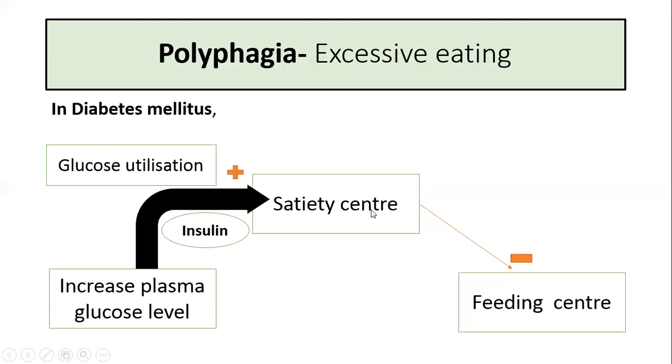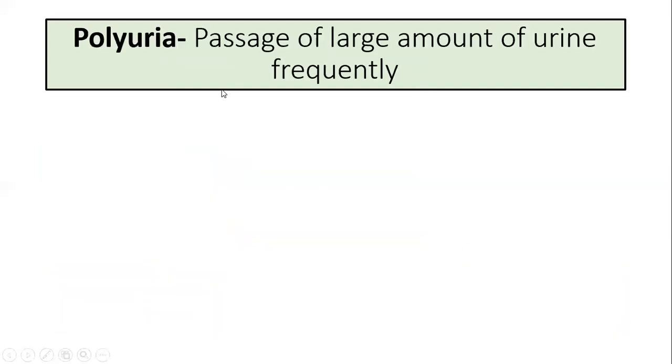Now, what happens in diabetes mellitus is, due to the deficiency of the hormone insulin, the glucose utilization by the cells of the satiety center is decreased or inadequate, and this would cause the satiety center not to be stimulated and its activity will be decreased. This causes less or no inhibition of the feeding center, resulting in the feeling of hunger, causing excessive eating or polyphagia.